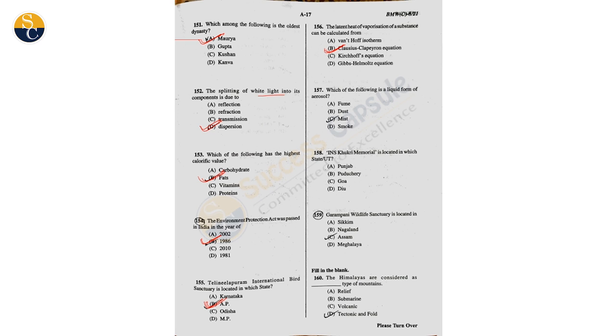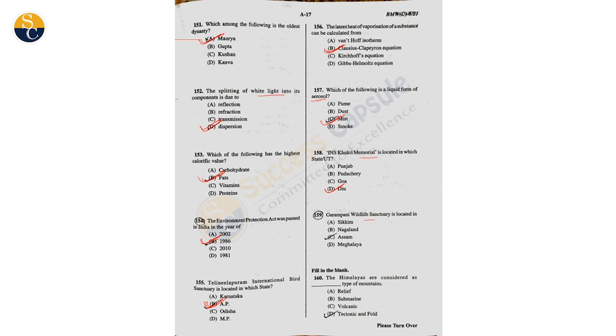Next, which of the following is the liquid form of aerosol? Mist. Fume, dust and smoke are solid forms of aerosols. Next, where is the INS Khukri Memorial located? It is a memorial site of the Indian naval ship which sank during the Indo-Pak War of 1971, in Diu. So, D is the correct answer.